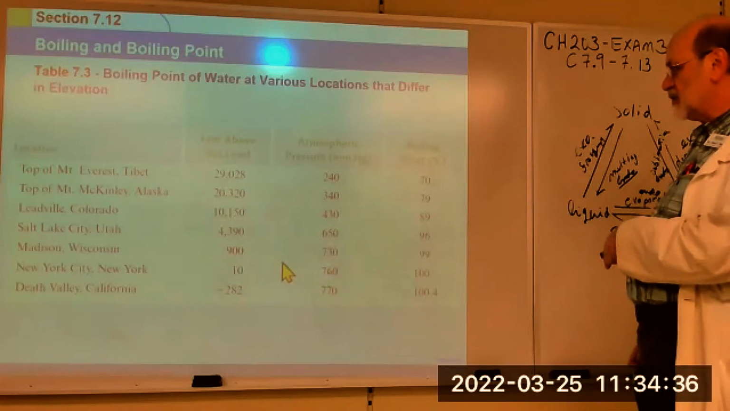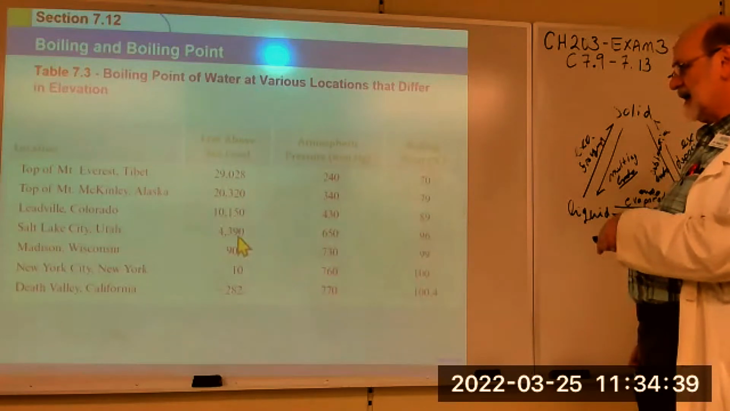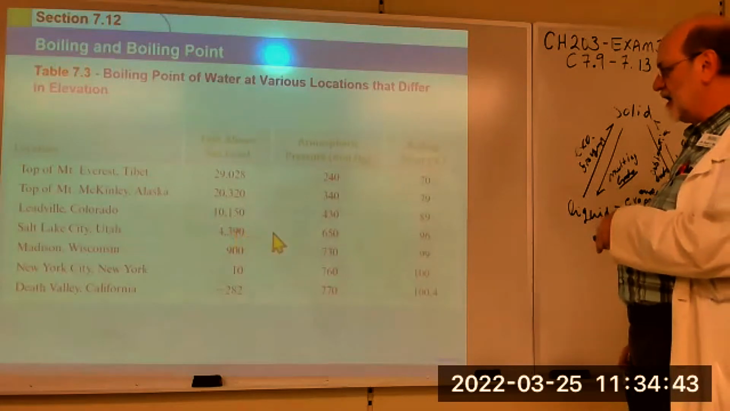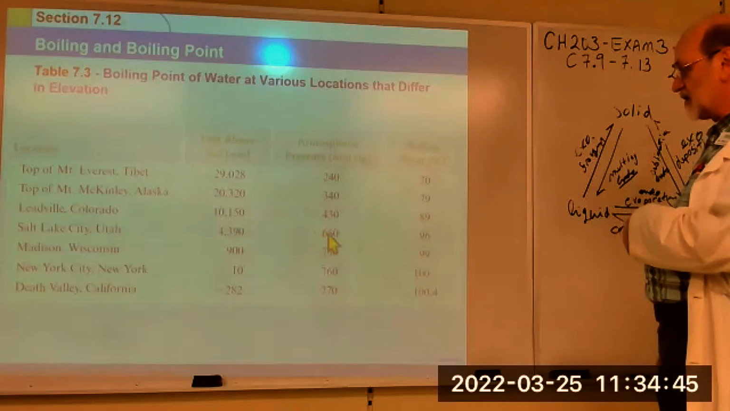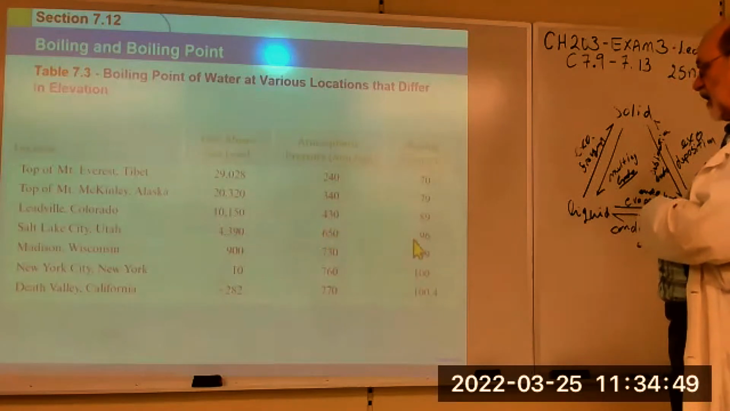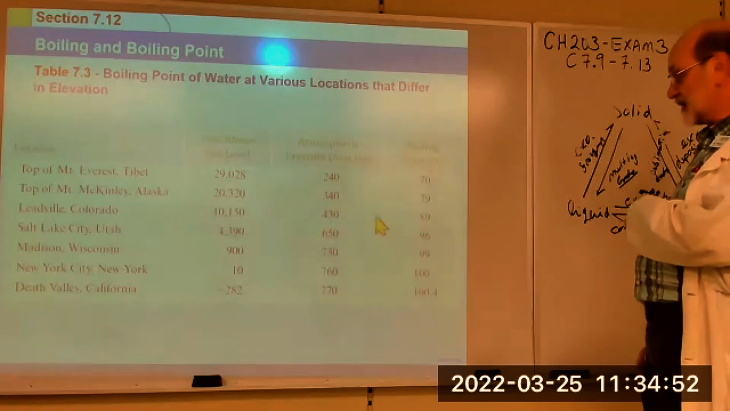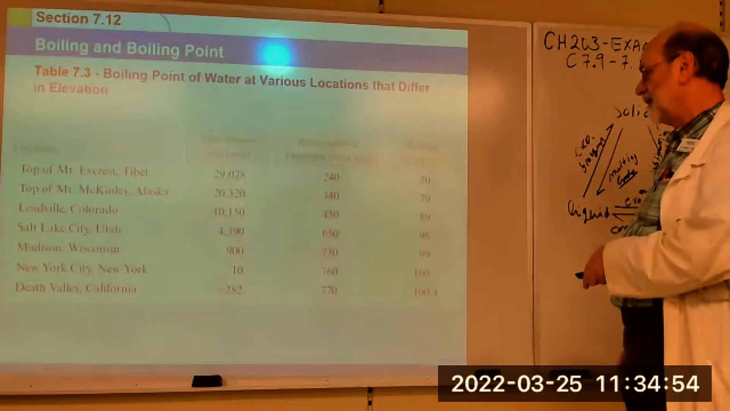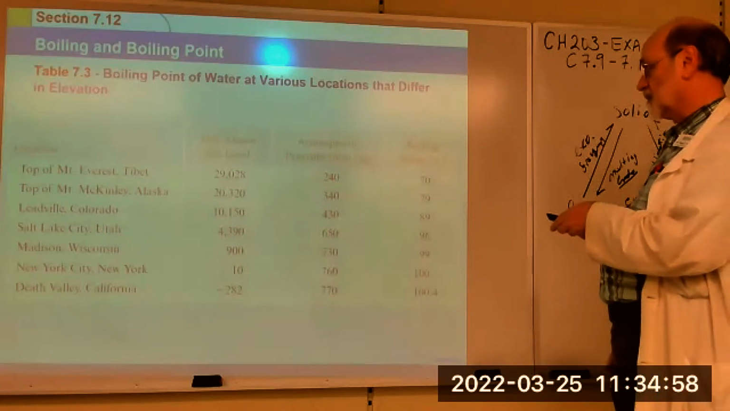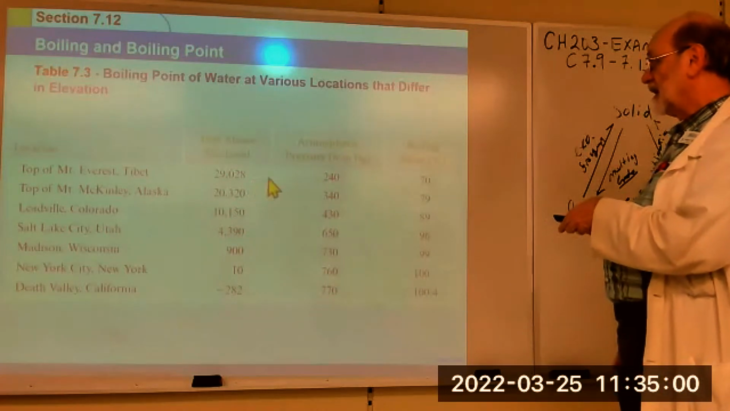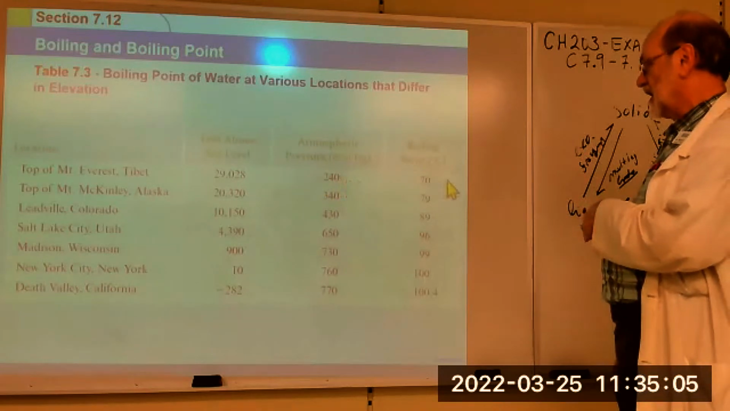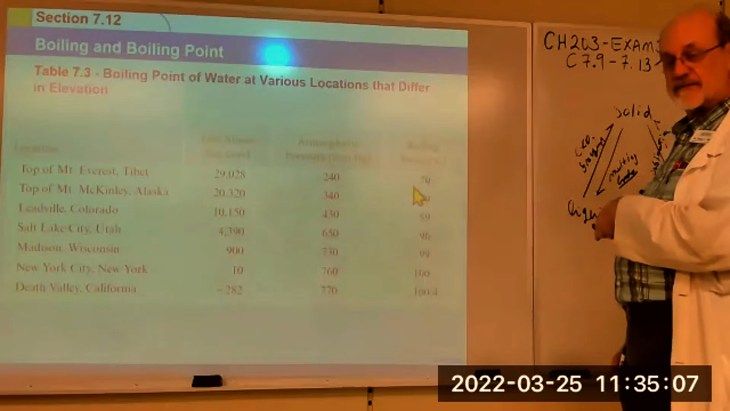But if you go up to, let's say, Salt Lake City, which is a little under a mile high, your atmospheric pressure has decreased by quite a bit, 100 millimeters of mercury or more. And the boiling point is now decreased to 96 degrees. But if you go to the top of Mount Everest, then the air pressure is way down, 240 millimeters, and the boiling point is about 70 degrees.